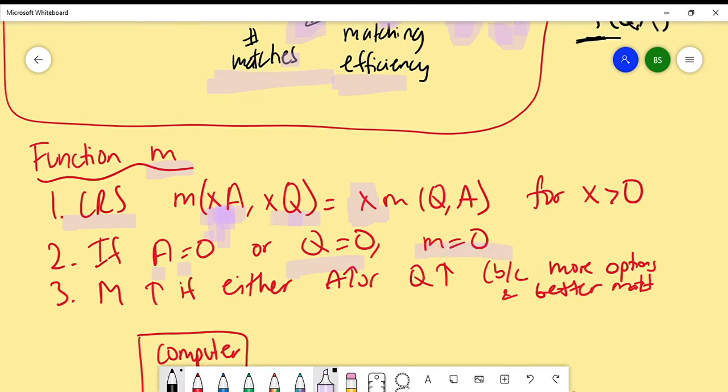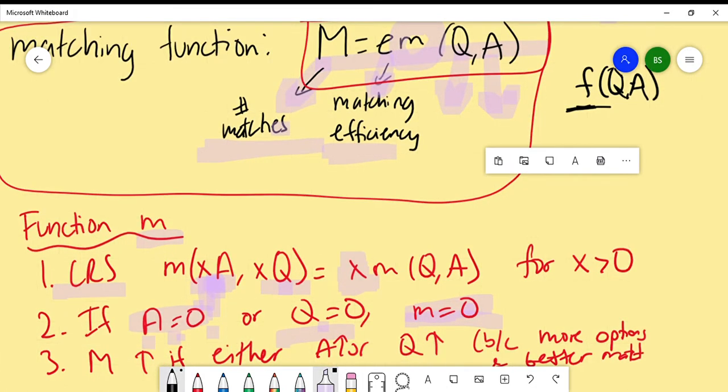Next is if A equals 0 or Q equals 0, M equals 0. In this function, let's say you had 10 firms looking for people and 0 people looking for work, then none of those 10 firms are going to be able to find anybody because there's nobody looking for work. So the total number of matches would be 0. This is dependent on the actual function. This condition, if A equals 0 or Q equals 0, M equals 0, applies only to this function. It's not a general rule.